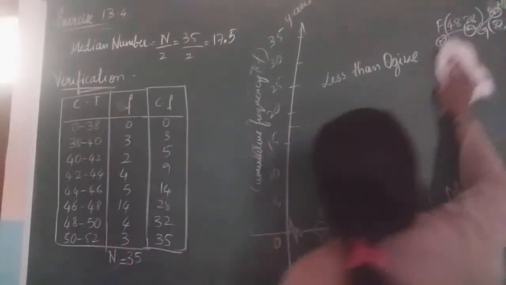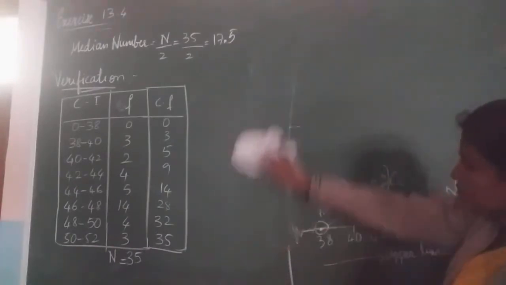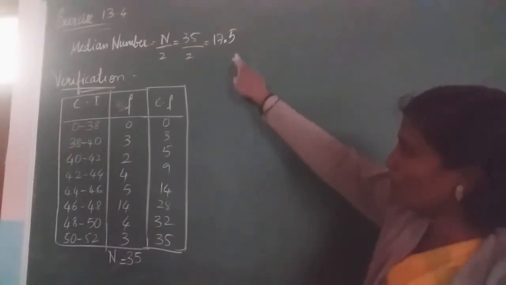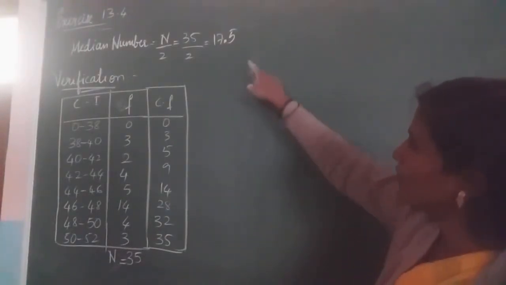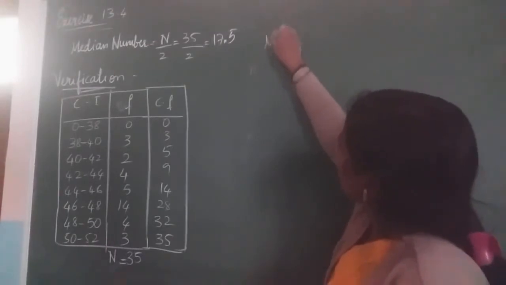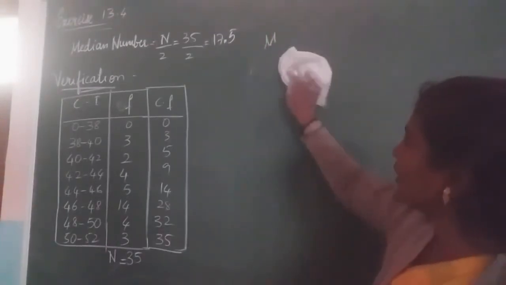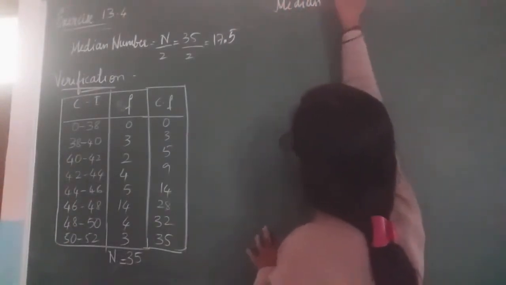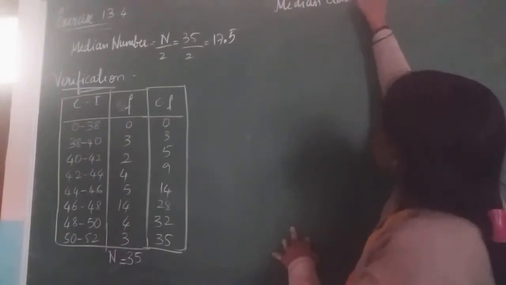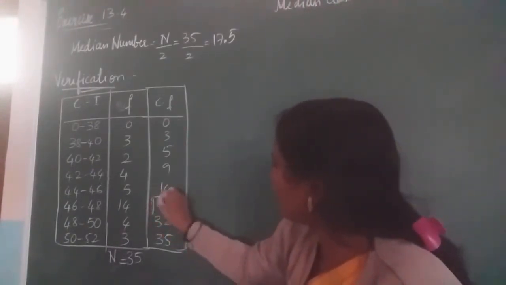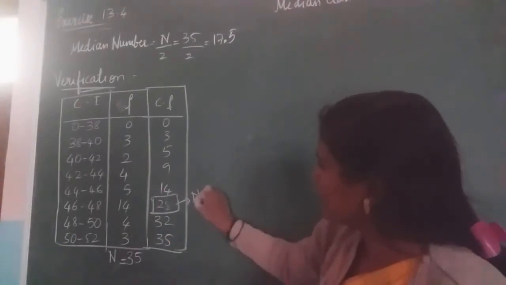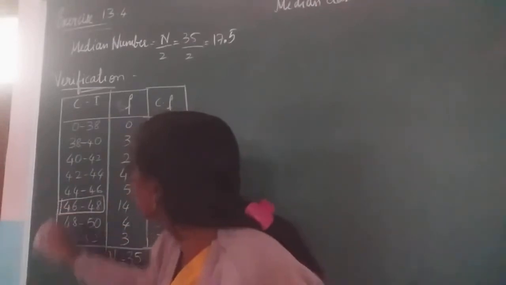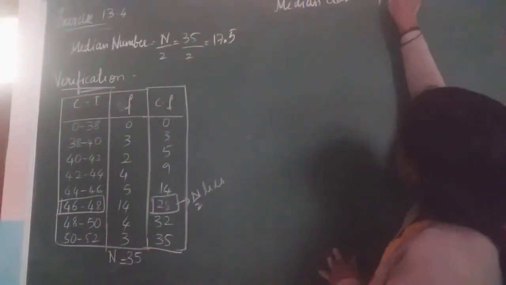Now let us go for finding the median by using the formula. Let us take now the median number, already it is known, that is 17.5. Now how to find out the median class? You have to identify where the median number lies in CF. So 17.5 lies in 28. So n by 2 lies here. So what is the median class? 46 to 48.